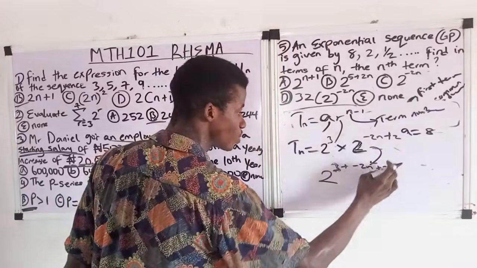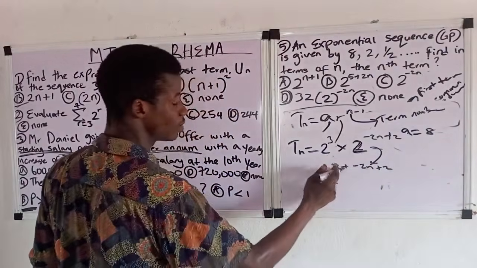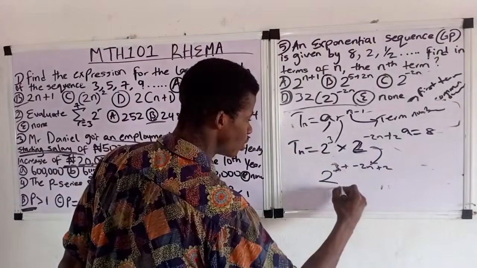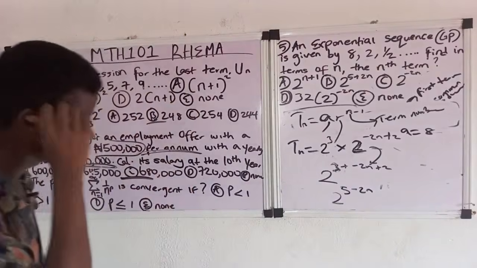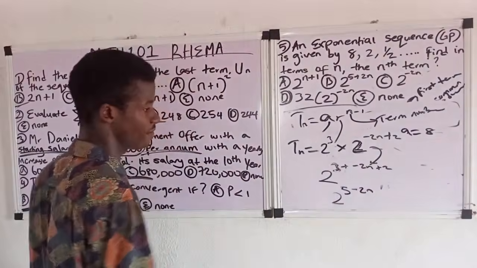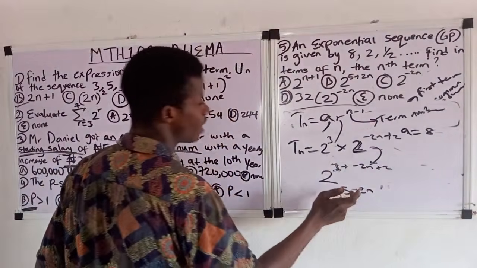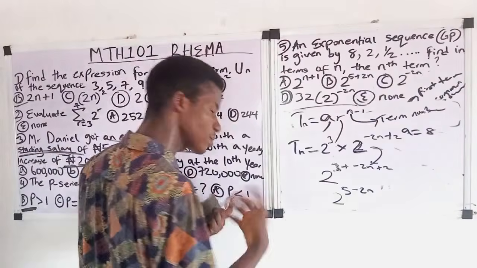So these two are the same, right? Yes. So 3 plus 2 will give us 5, right? Give us 5. So now we have 5 minus 2n. Yes, that's just it.